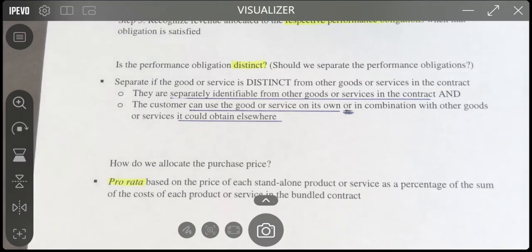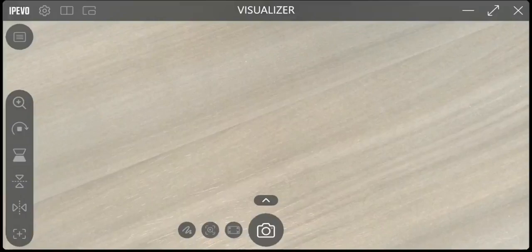And how will we do that? Well, we will use a process that you'll use a lot in accounting. It's called pro rata. And in this case, pro rata based on the price of each standalone product or service as a percentage of the sum of the costs of each product or service in the bundled contract. Then we multiply those percentages times the bundled contract price. Let's demonstrate this with an example, a case.